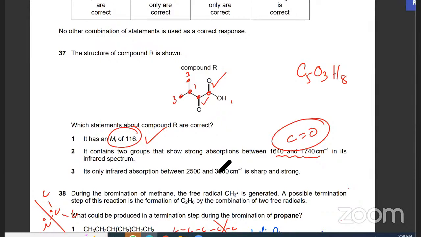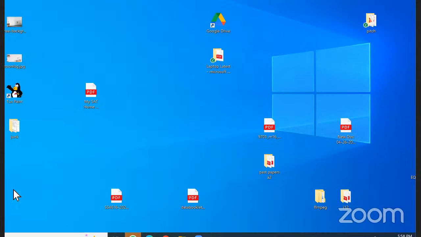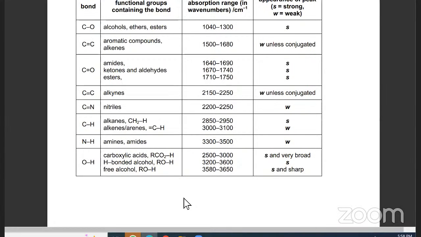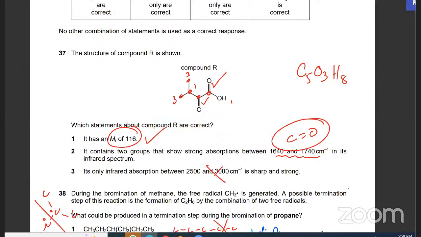Its only infrared absorption between 2500 and 3000 is sharp and strong. This is a carboxylic acid. So will it be sharp and strong? Let me open the data booklet. It's going to be broad, so wide. It's going to be strong and very broad. Why? Because when you have an OH that belongs to a carboxylic acid, you get a strong and very broad absorption. So the third one is wrong.